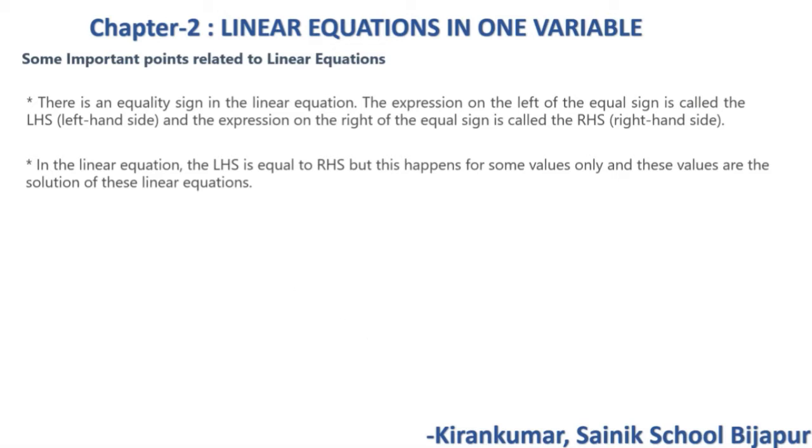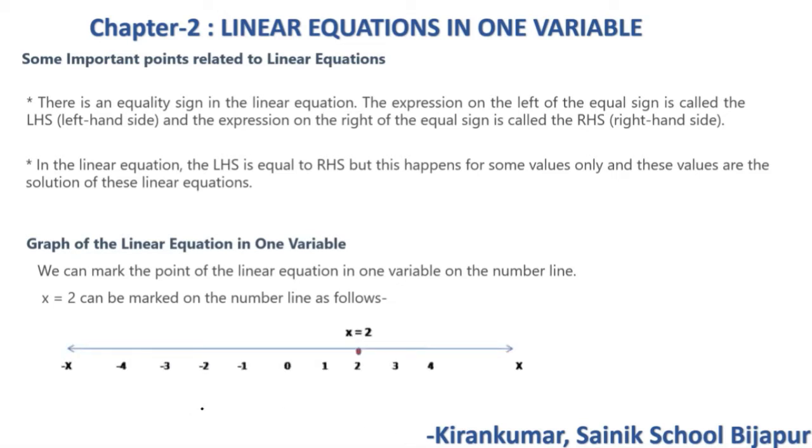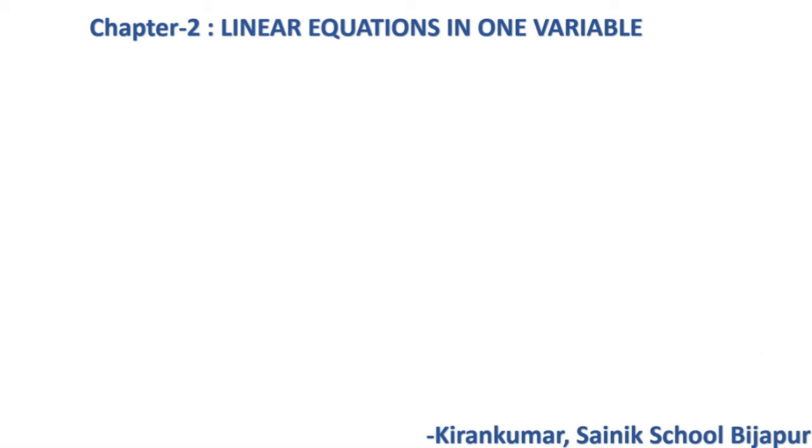Let's try to understand the graph of the linear equation in one variable. We can mark the point of the linear equation in one variable on the number line. x equal to 2 can be marked on the number line as we have to have a number line, and here this particular point refers to x equal to 2. Very important concept is to solve the linear equation in one variable.